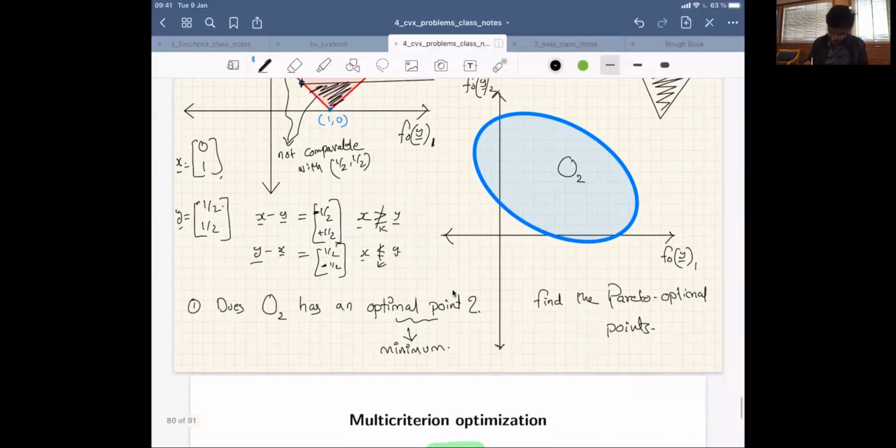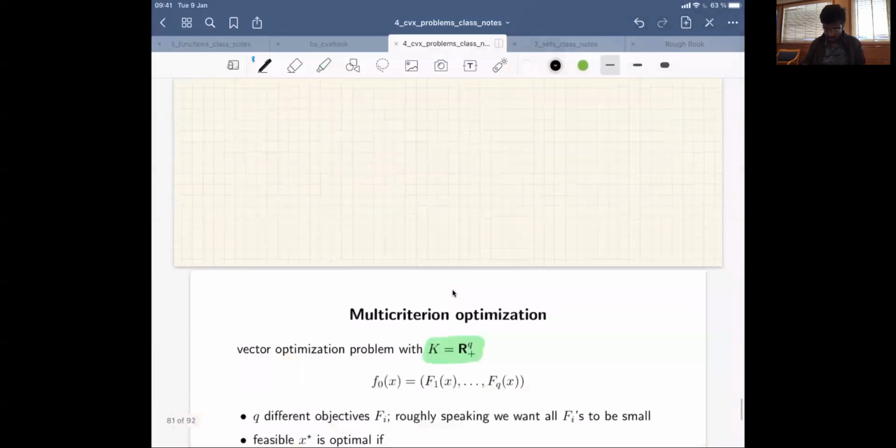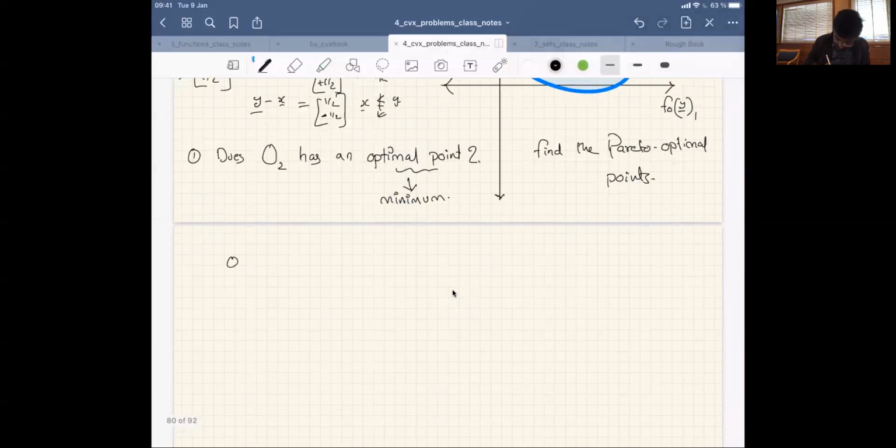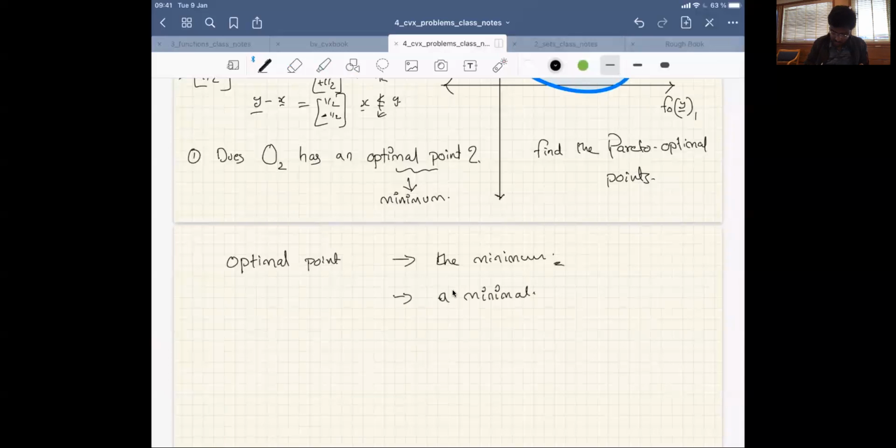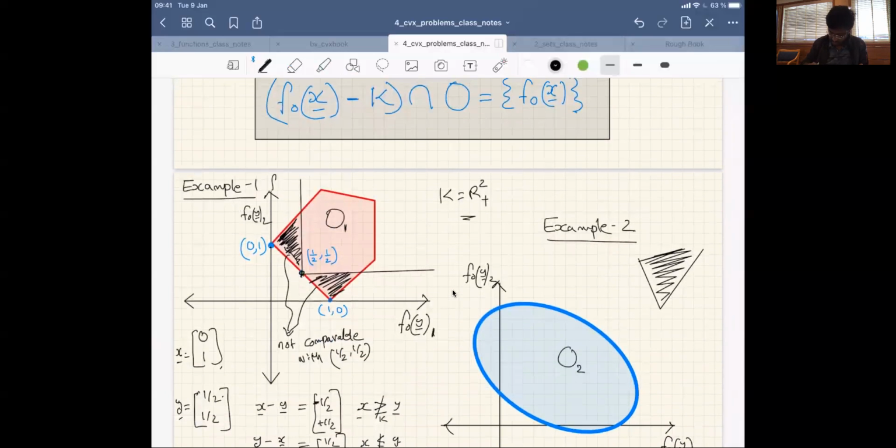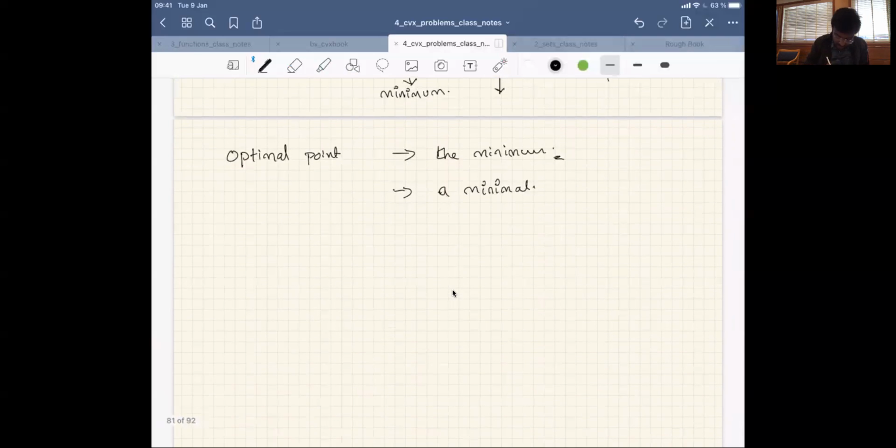Let me write this. It may confuse you. At least it's confusing me at some part. So you say that optimal point exists, then that means there is the minimum. But in case the minimum is not there, it doesn't exist, and you only have a minimal. This is this guy here. In that case, we say this is not optimal. This is Pareto optimal.